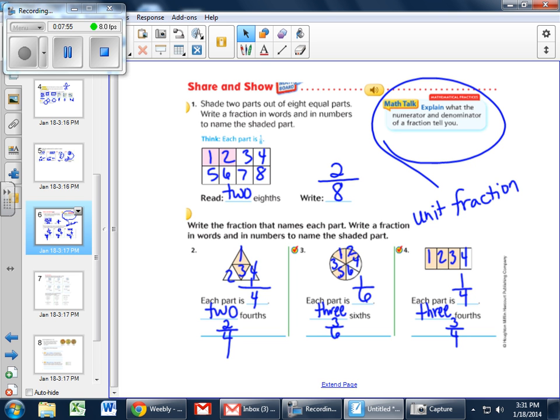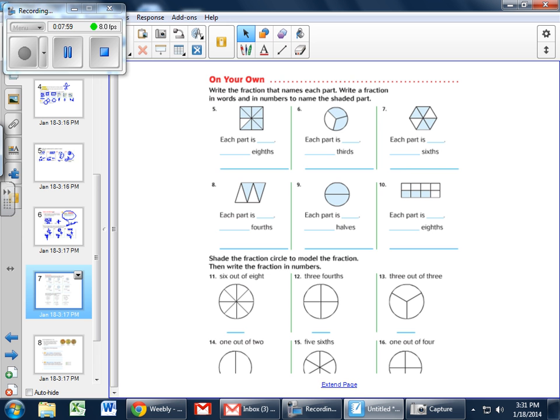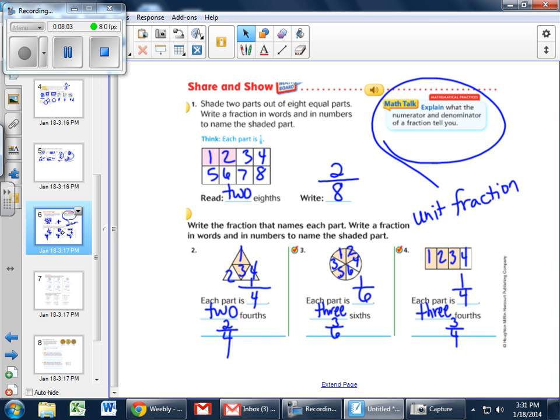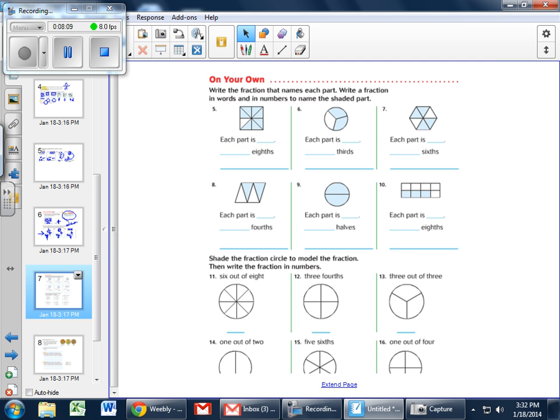I think that they are setting these up really nicely for us to do easily, so you're already on your own page. On the top, you're going to do just what we just got done doing. Same thing. You should have 3 things written for each one of those. Then on 11 through 16, it wants you to shade the fraction circle to model the fraction, then write the fraction in numbers.